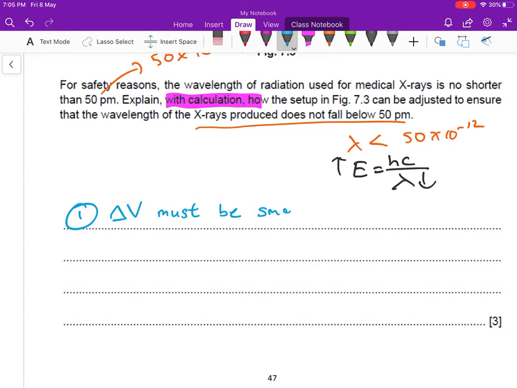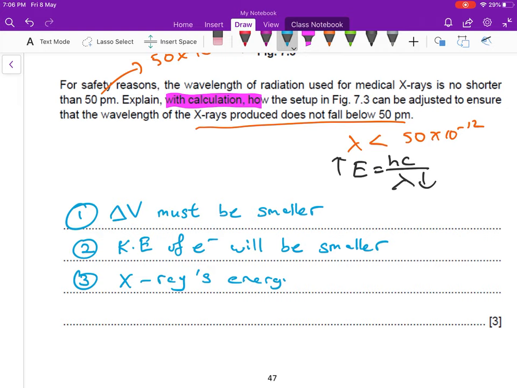Oh, okay, and you need to do it with calculation. How the setup can be adjusted: first you explain that the potential difference can be made smaller. Why smaller? You can explain that the kinetic energy of the electron will be smaller, so the energy of the X-ray being produced is smaller, then the wavelength will be bigger. Then you calculate what your potential difference should be.